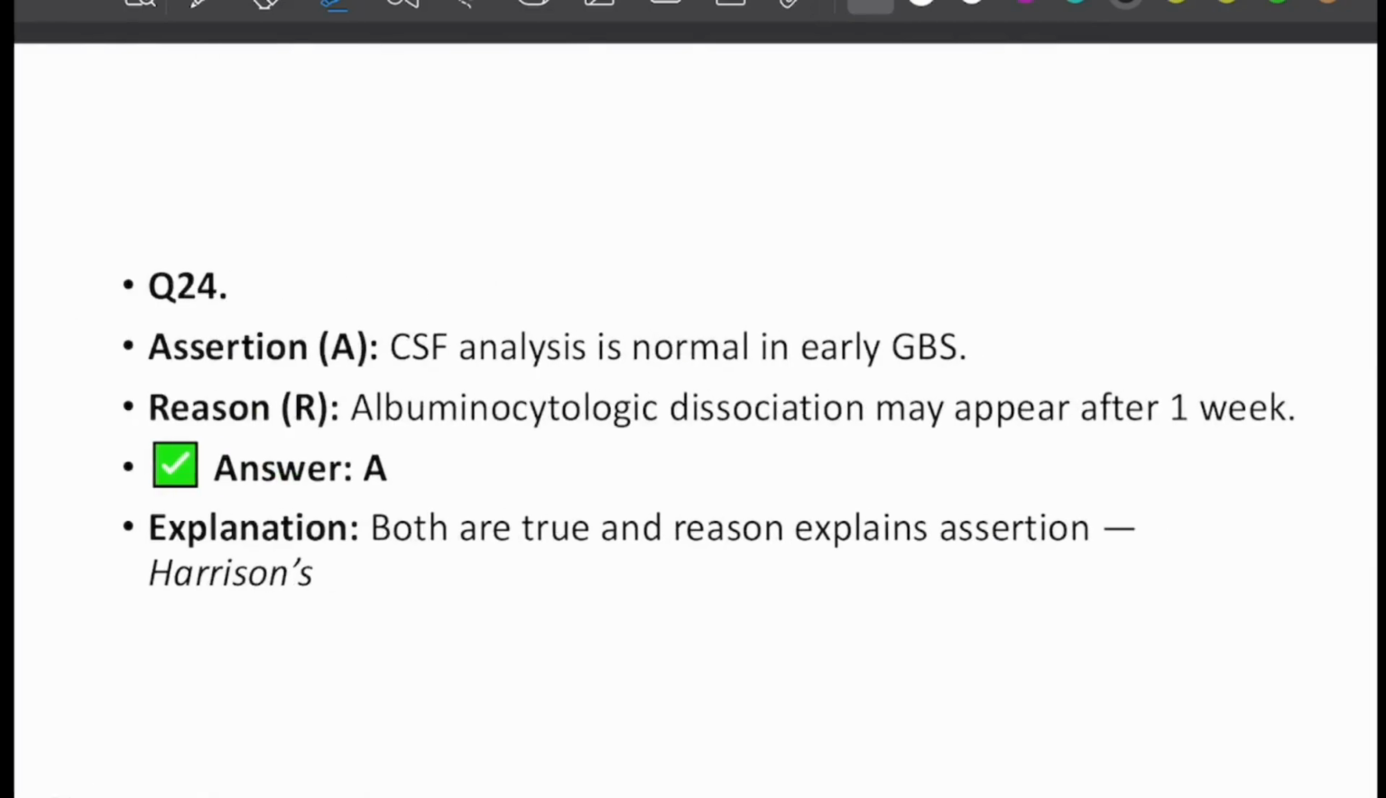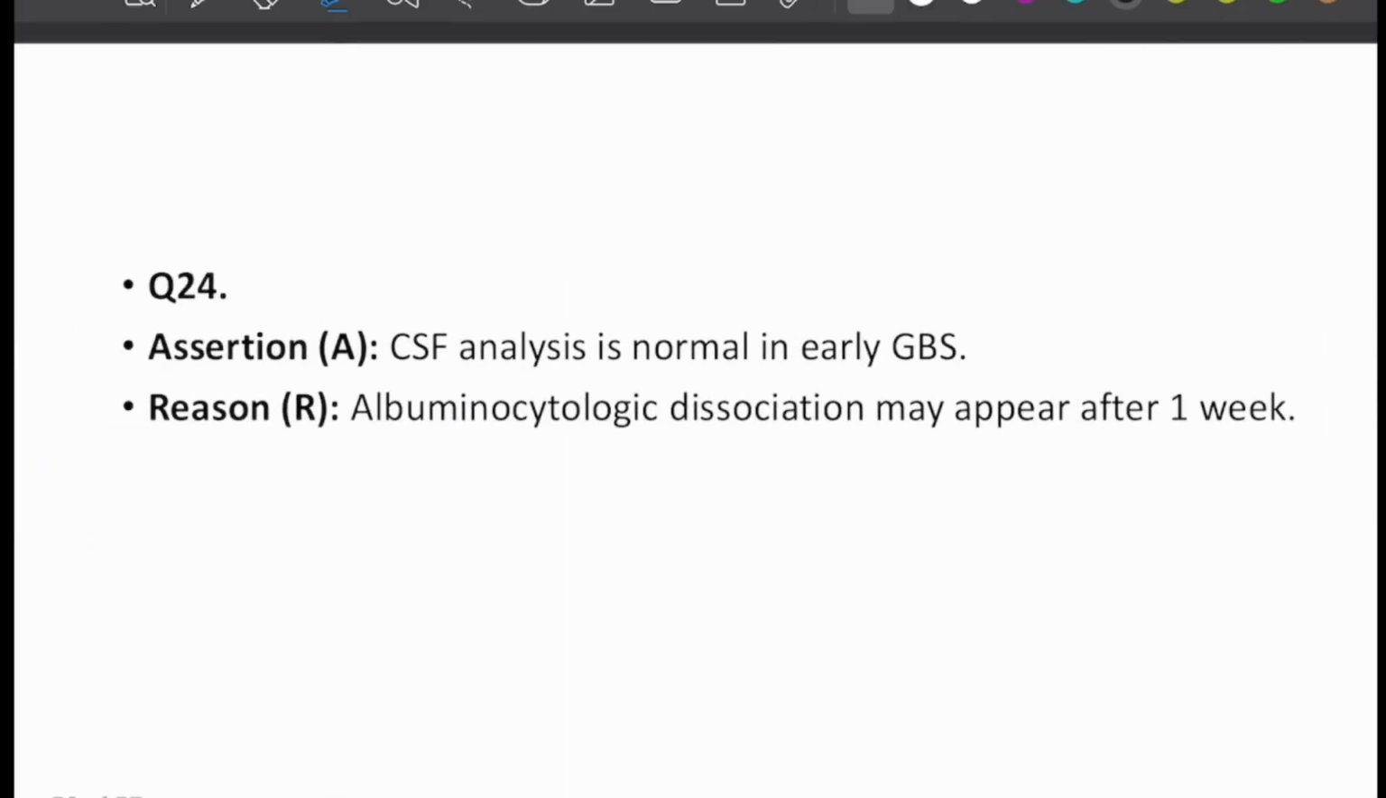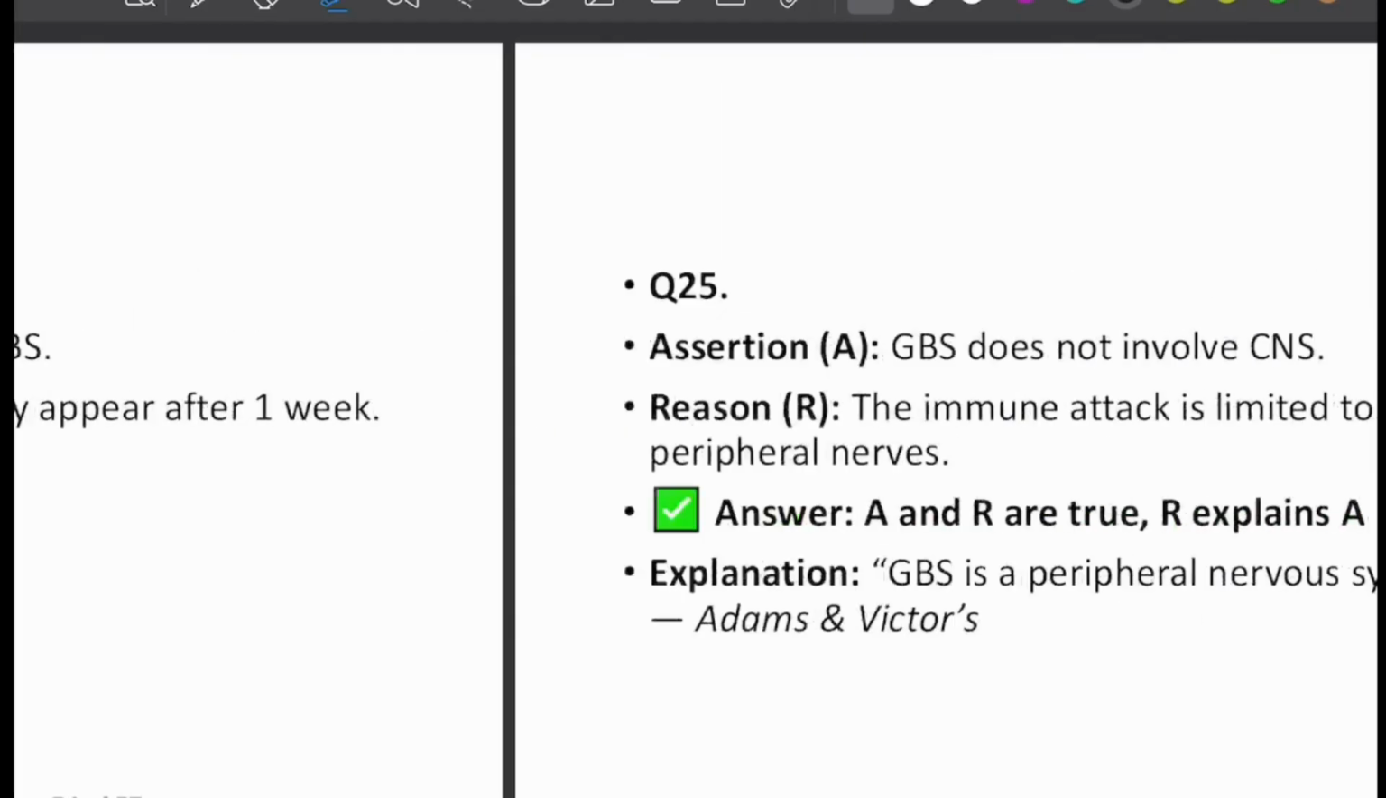Assertion: CSF analysis is normal in early GBS. Reason: albuminocytological dissociation may appear after 1 week. Assertion and reason are correct. Both are true and the reason explains the assertion. CSF analysis is normal in early GBS, and albuminocytological dissociation may appear after 1 week.